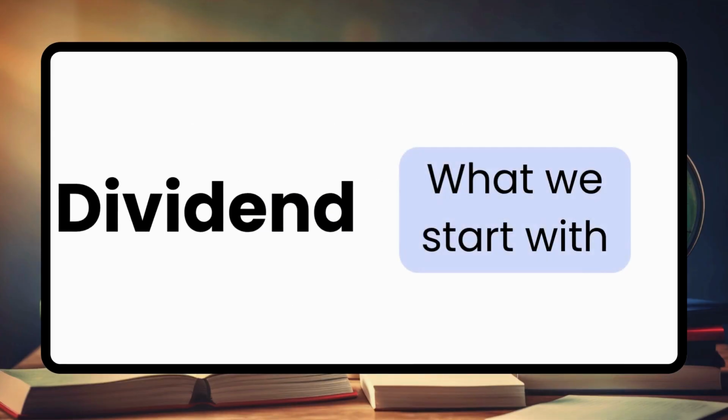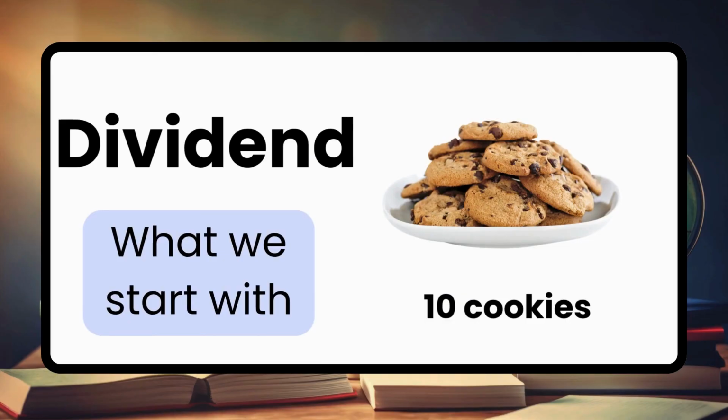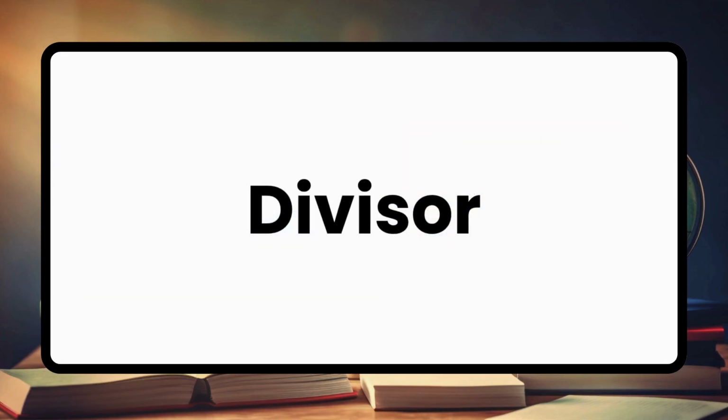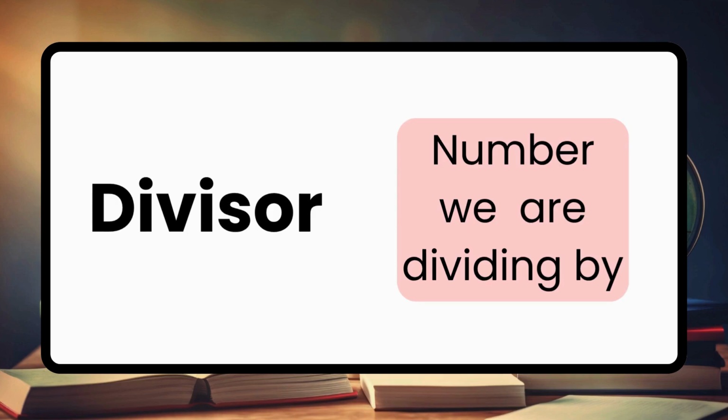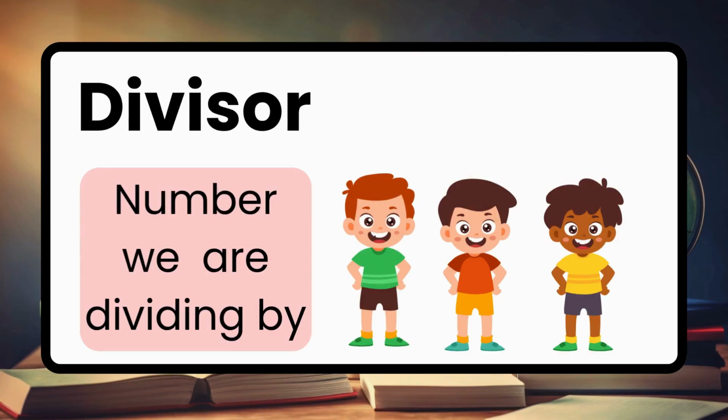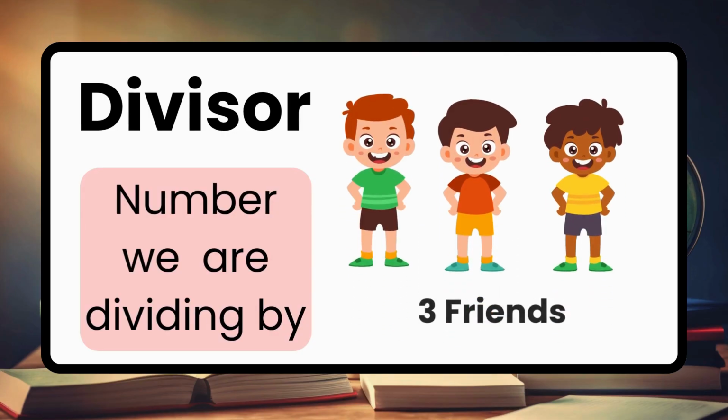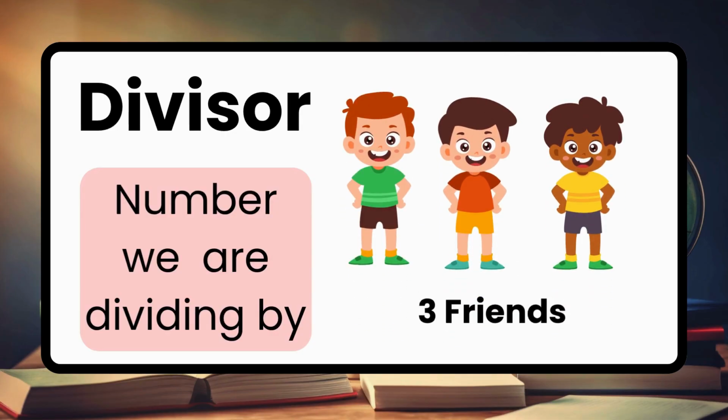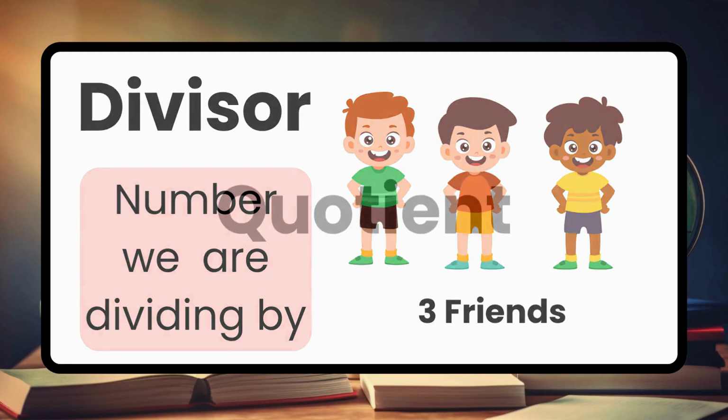Dividend. The dividend is what we start with. In this case, the total number of cookies we have. So our dividend is 10 cookies. Divisor. The divisor is the number we are dividing by. In this case, we are dividing the cookies among 3 friends. So our divisor is 3.